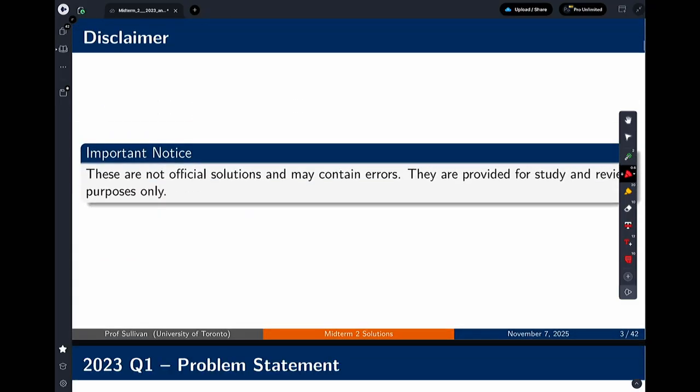Just as a sort of mention, I did these on my own. I don't know for sure that they are correct. I hope they are, and I think they cover everything, but there may be errors, and if you identify them, please tell me.